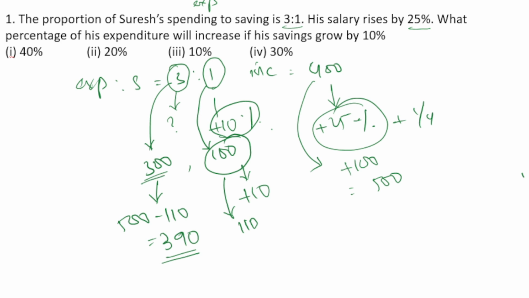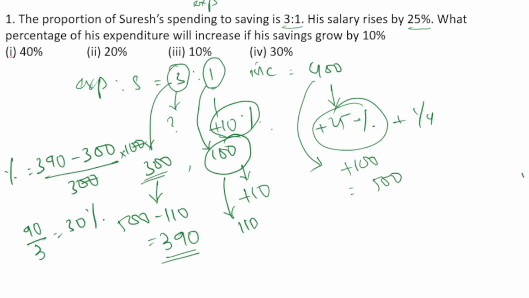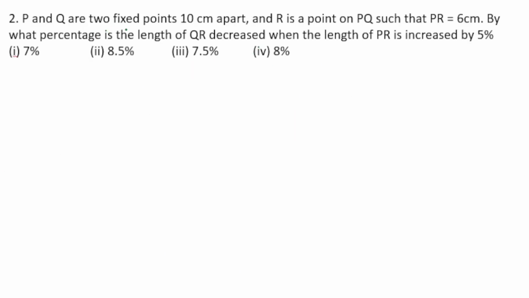The old expenditure is 300. What is the percentage increase? The percentage increase is equal to new expenditure 390 minus old expenditure 300, divided by old expenditure, into 100. So if you simplify, you will get 90 divided by 3, it is 30%. Fourth option.